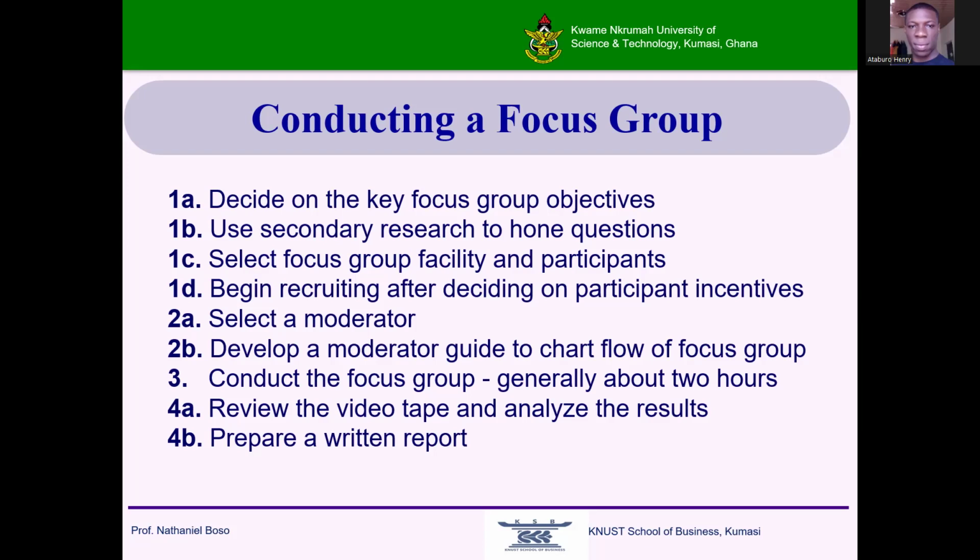And then the third step is to conduct the focus group. And it's generally about 2 hours. You draw people away from their usual activities, their jobs, whatever, their families. You can't let them sit for a very long time.